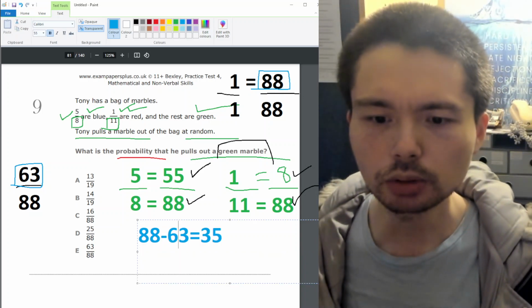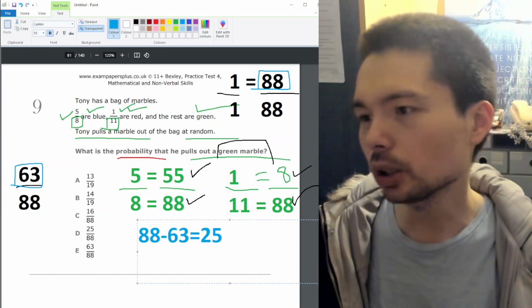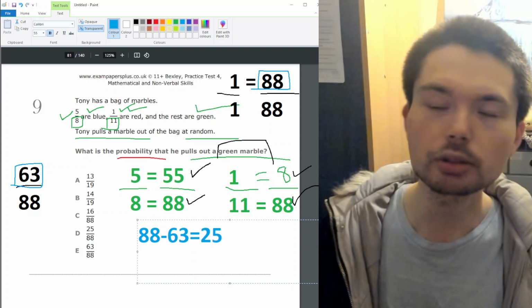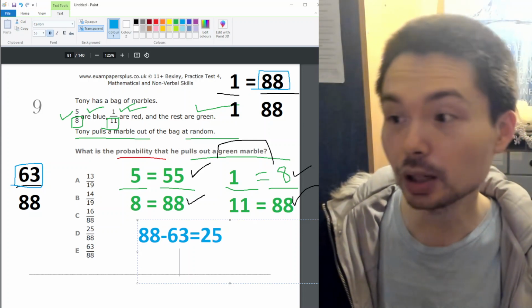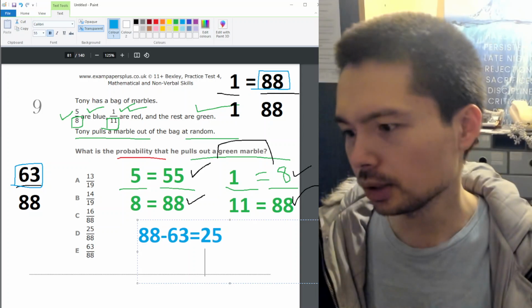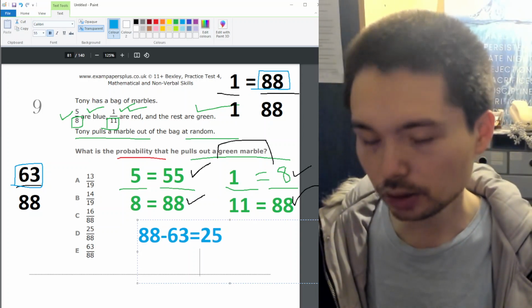Oh, I've just done it wrong. Oopsie daisy, 25 over 88. I need to wake up. No, I don't. What time is it? It is 00:57. It is midnight. 57 minutes past midnight. I don't need to wake up. And what's the date? Sunday, the 7th of July, 2024.